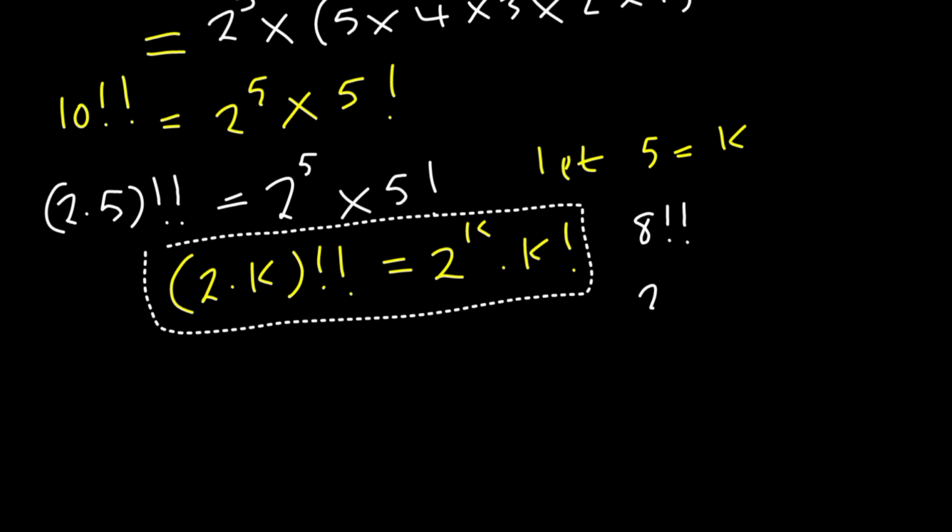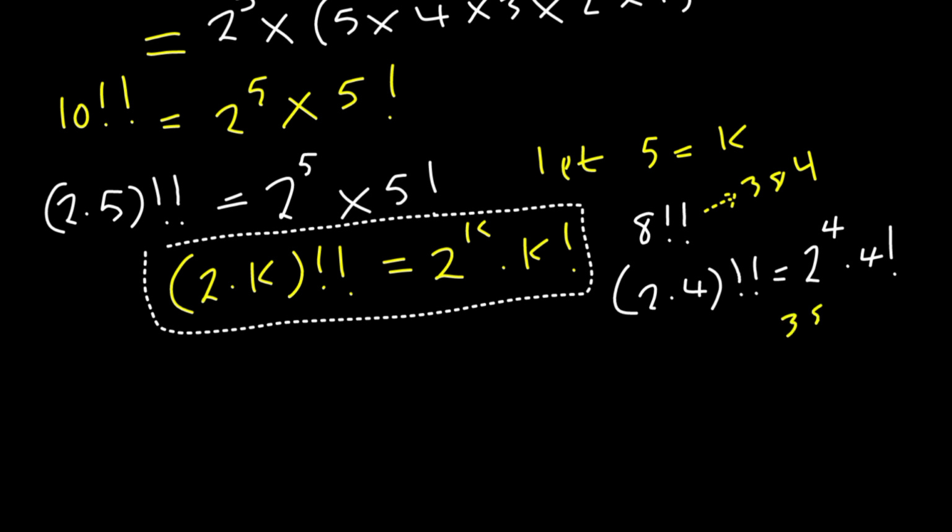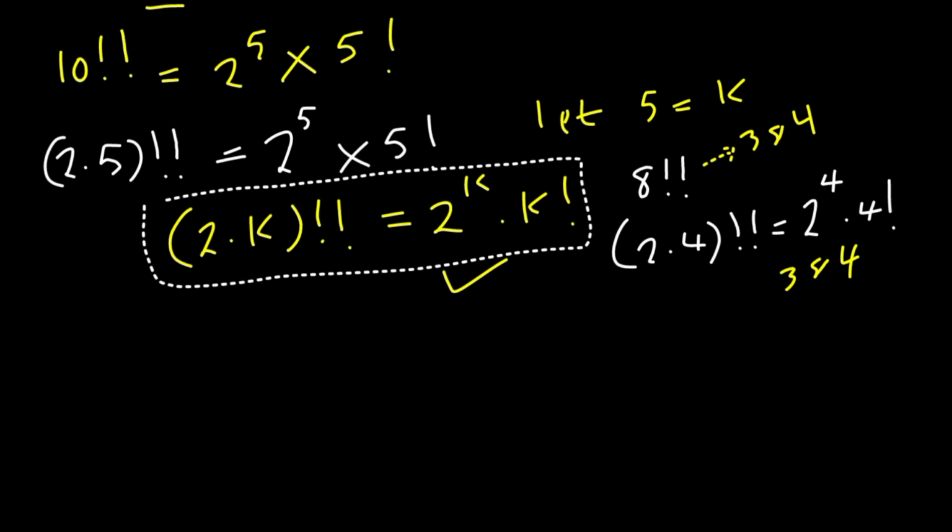Okay, now we can test this with, let's say, 8 double factorial. So this will give us 2 times 4 double factorial, and it will equal 2 to the power of 4 times 4 factorial. So 8 double factorial is 8 times 6 times 4 times 2, and that gives us 384. And also 2 to the power of 4 gives us 16, then times 4 factorial gives us 24, and that also gives us 384. Therefore, this relation is very valid.